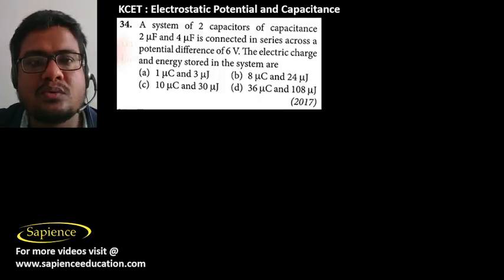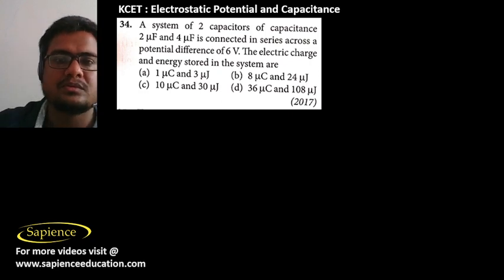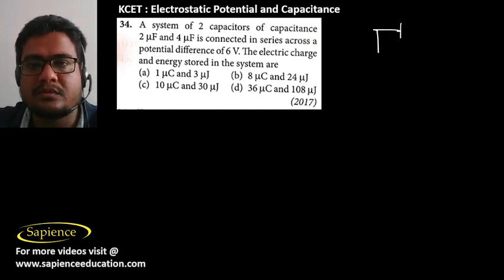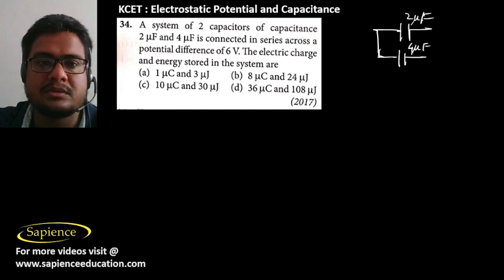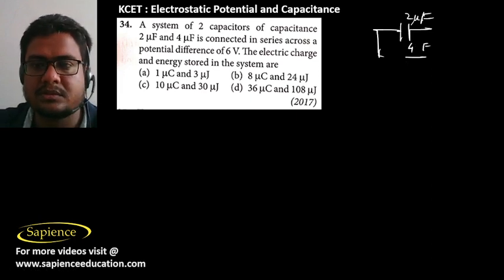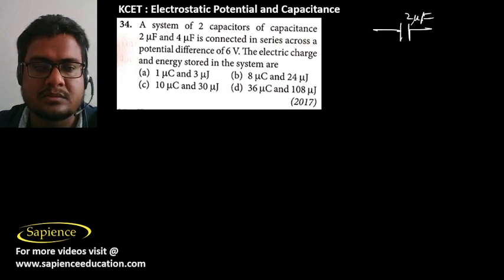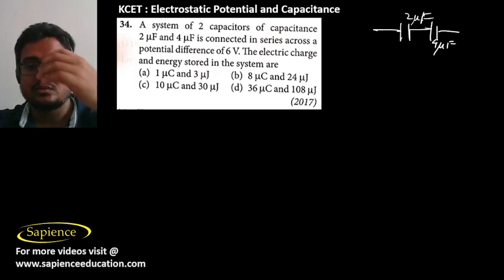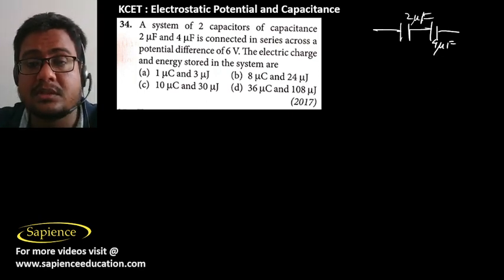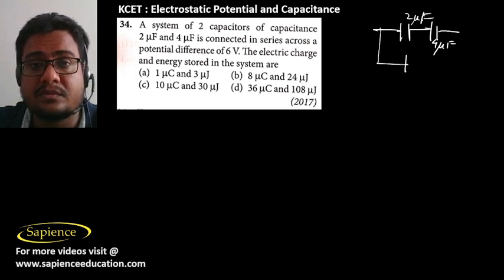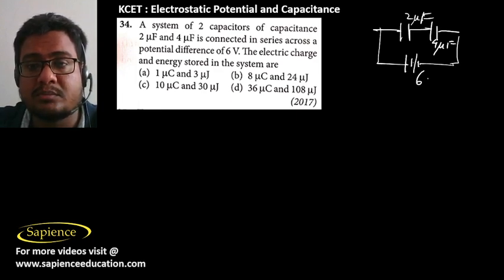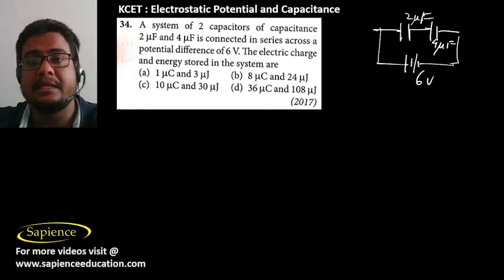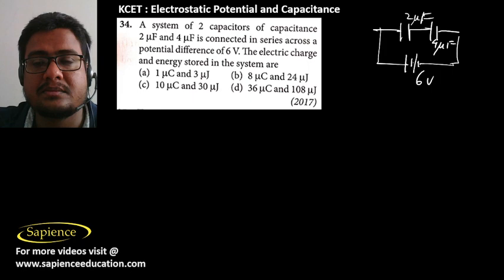It's told a system of 2 capacitors of capacitance 2 microfarad and 4 microfarad are connected in series across a potential difference of 6 volt. The electric charge and the energy stored in the system are to be found.